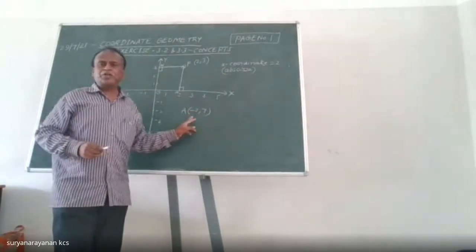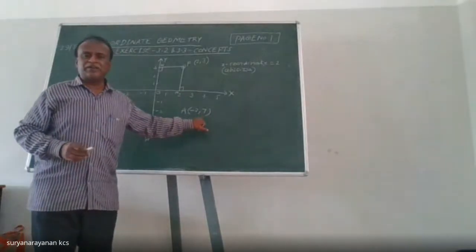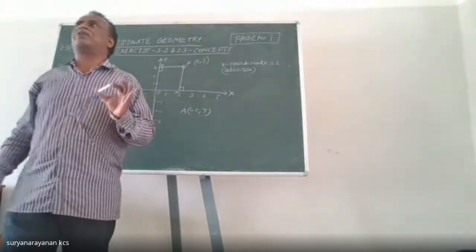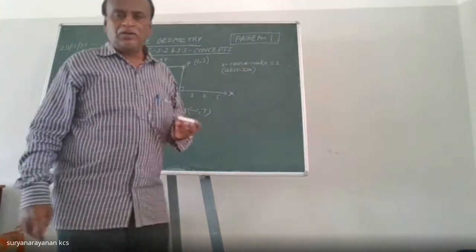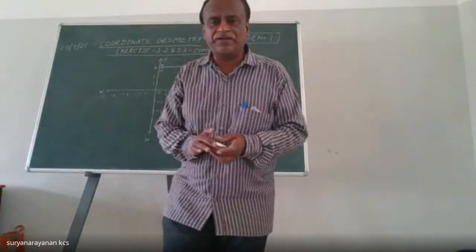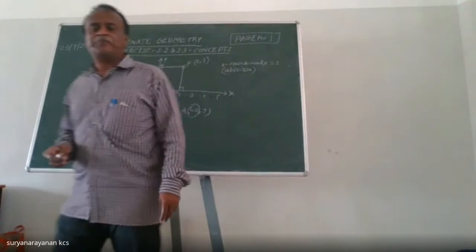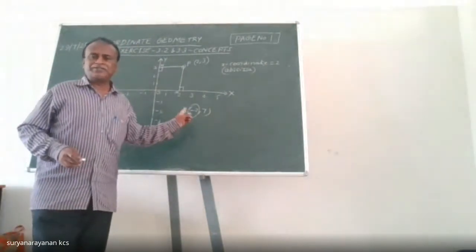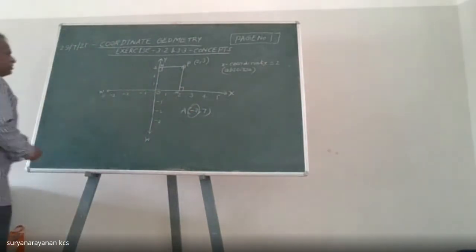In examination, they will give a point like this. A is equal to (-2, 7). Write the abscissa of point A. What is the abscissa of point A? Yes, Bibina, tell me. -2. Yes, -2 only. What is the abscissa of point A? -2, x coordinate. Okay, my children. Got this point?